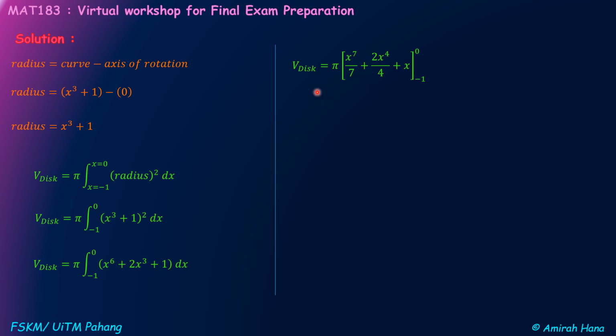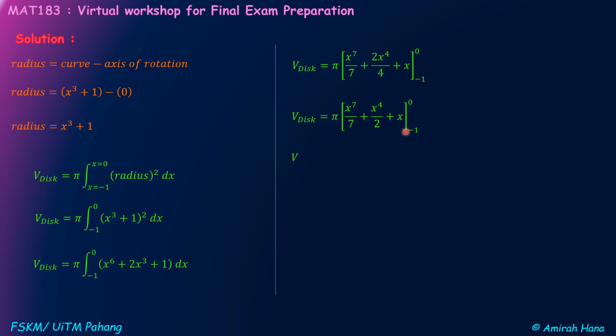Okay. Lepas tu, kita substitute lah nilai upper limit first. Okay. Before that, we can simplify 2 and 4 here. So, we get pi and then x to the power of 7 over 7 plus. After we simplify this, so we get x to the power of 4 over 2 plus x. Okay, from negative 1 to 0.